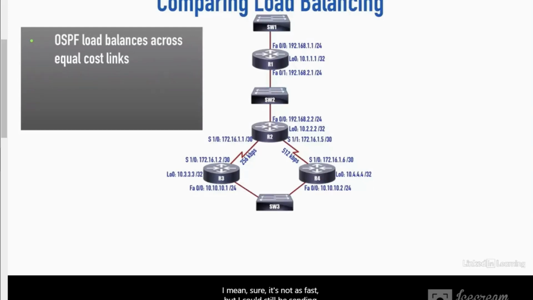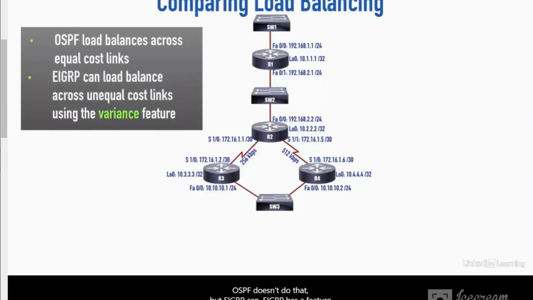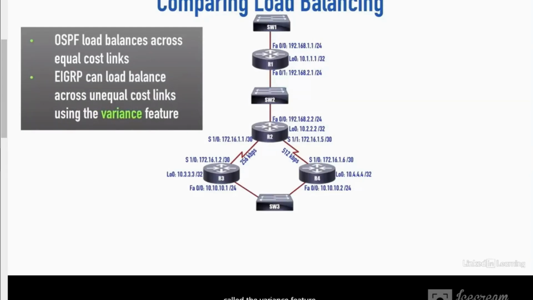I mean, sure, it's not as fast, but I could still be sending some traffic via R3. I could send more via R4, but it'd be nice if I could send some via R3 as well. Well, OSPF doesn't do that, but EIGRP can. EIGRP has a feature called the variance feature, and the variance feature is a multiplier. Let me show you what I mean.